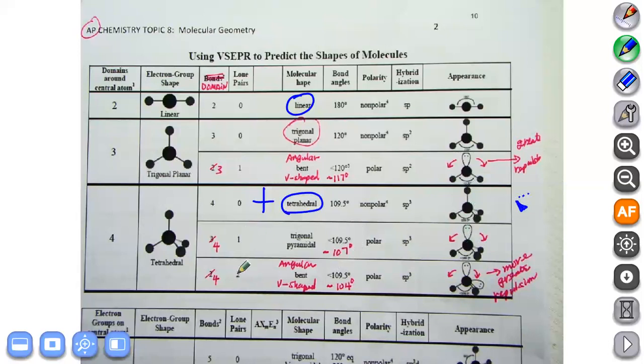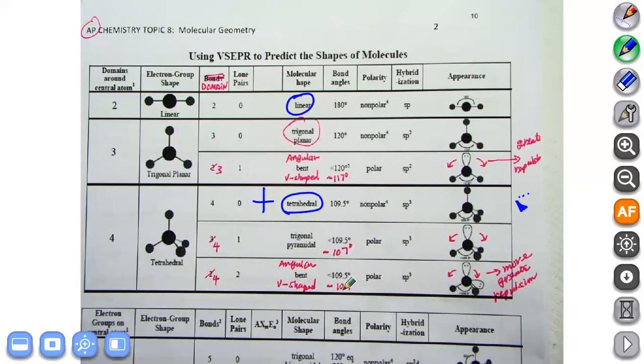Now 4-2 is angular, bent, V-shaped. The molecular geometry is self-explanatory. It's got 2 lone pairs. The 2 lone pairs will exert even greater repulsion force onto the remaining bond angle. And a good number to remember is like 104.